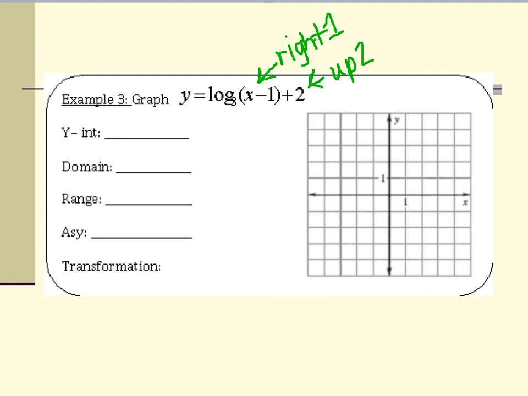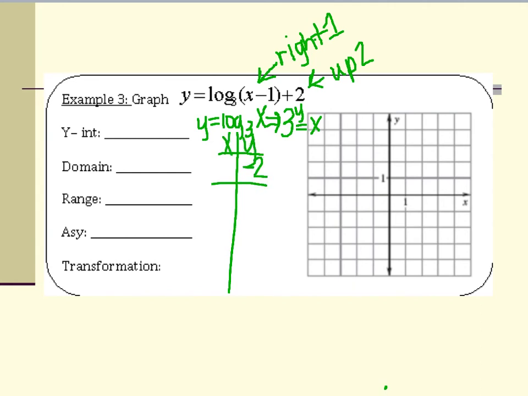So let's think about the exponential form that we want to make a table for. Our basic, without any translations, would be y equals log base 3 of x. So this is really, if we change our form, 3 to the y equals x. So that's the table that we want to make. 3 to the y equals x. So I'm going to make my table. Plug -2, -1, 0, 1, and 2 in.